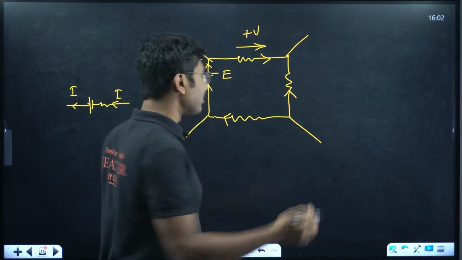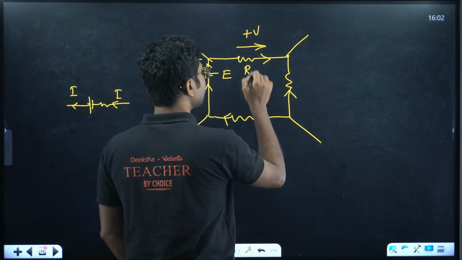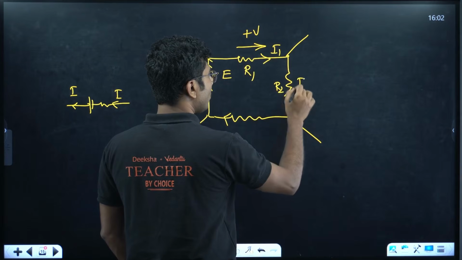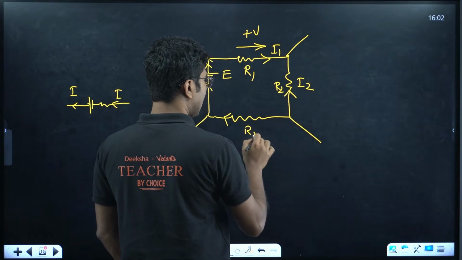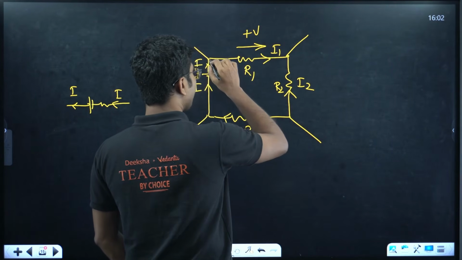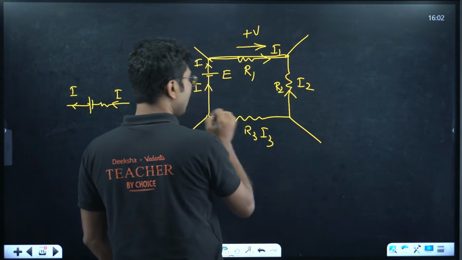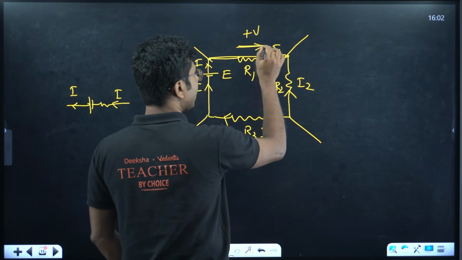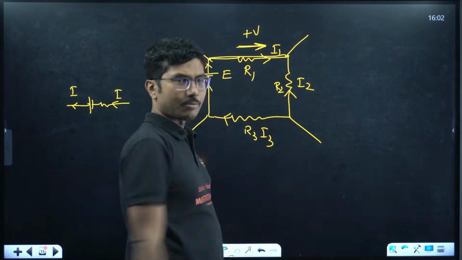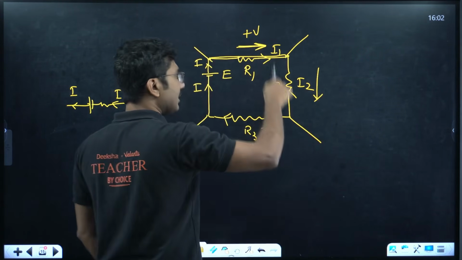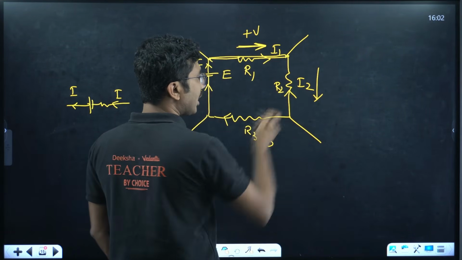We apply simple Ohm's law. Suppose this is resistance R1 with current I1, this is R2 with current I2, and R3 with I3. You have to start at some point and end at the same point. When going around the loop, whenever you go in the direction of current, everything is positive. If you go in the opposite direction of the current, it will be negative. So for example, I2 R2 is negative.